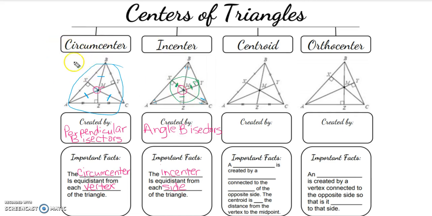Circum means to go outside, around. So this goes around the triangle. So that's one way you can tell the difference between the two. Okay, in just a moment, we're going to move on.